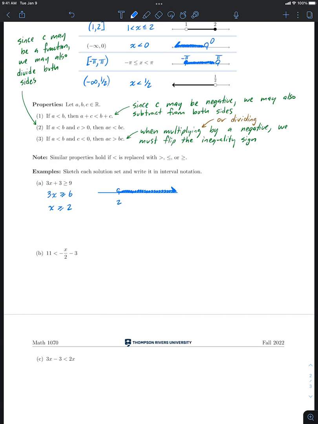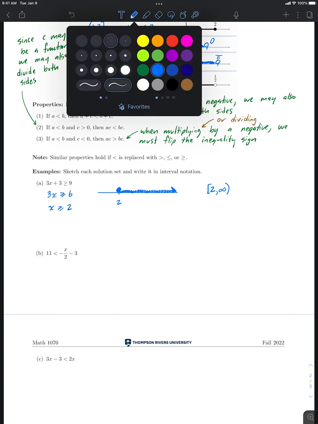And since it's a non-strict inequality, right, it's greater than or equal to, we're going to include the number 2. Okay, so that's your sketch. And in interval notation, you can write it like this. A square bracket around the 2, and then an infinity symbol for the upper bound, since there is no upper bound. And remember, you always use a round bracket for infinity. Okay, so that's all there is to it there.